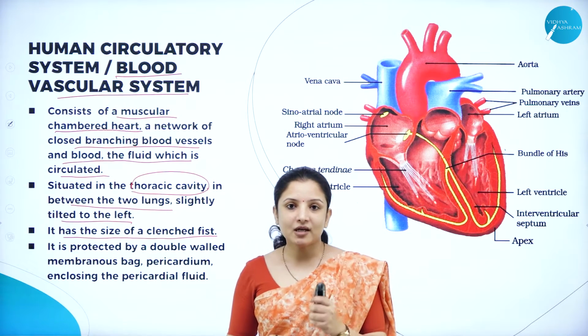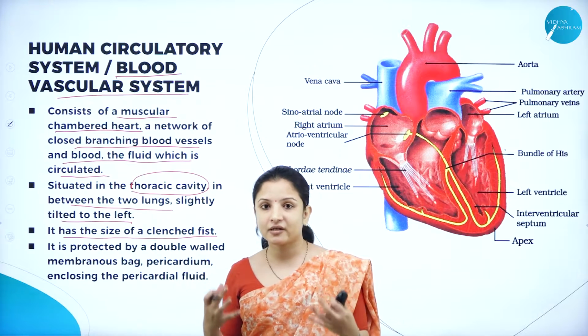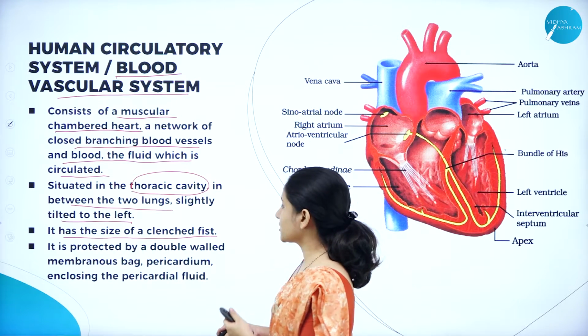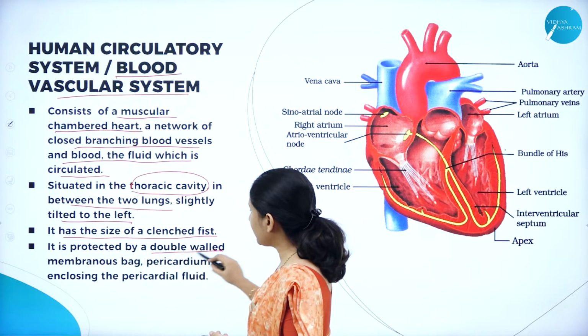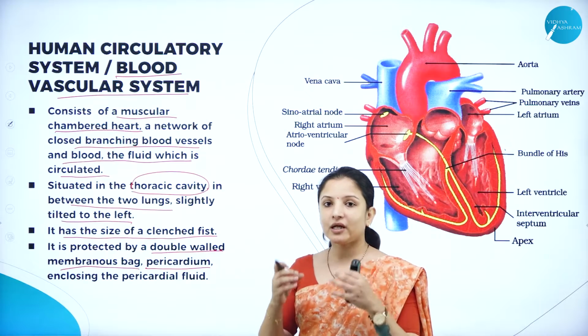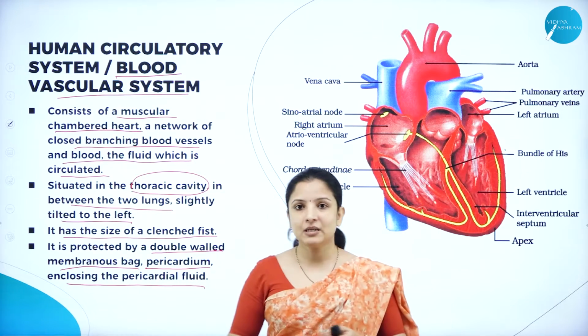And how is the heart protected? Of course, our lungs are protected by ribs. We have studied that earlier. But what about the heart? The heart is protected by a double-walled membranous bag, which is called the pericardium. And between these two layers of pericardium, there is a pericardial fluid that is present.